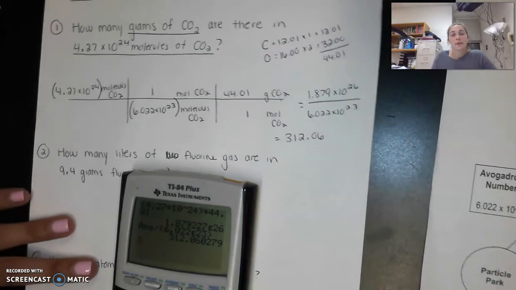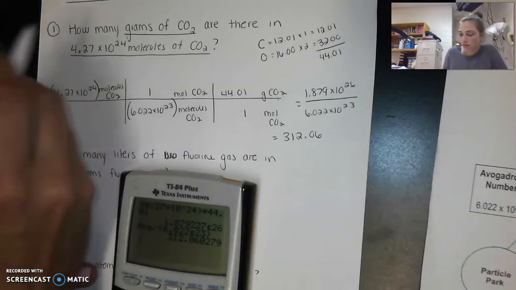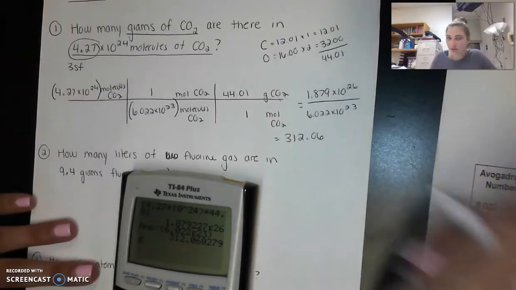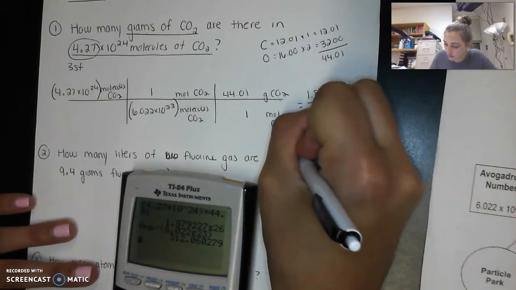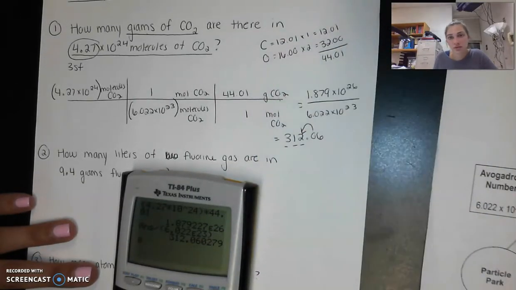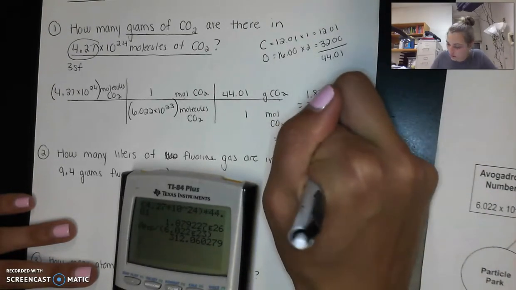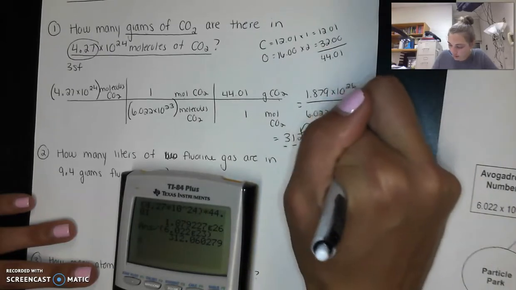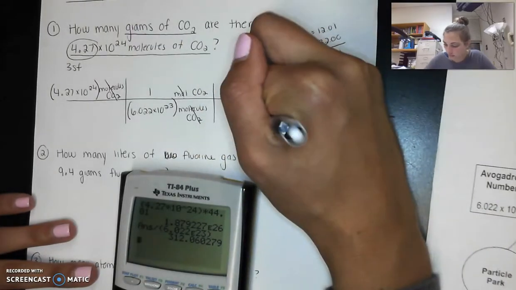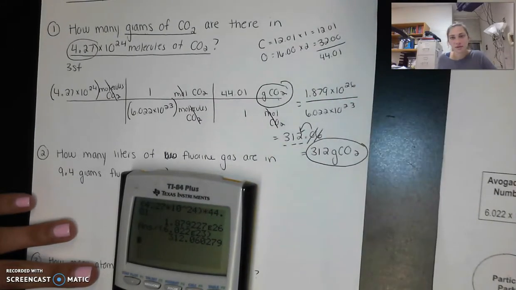Okay, and then I end up with 312.06 as my number. Now, think about significant figures. The number that they gave us had 3 sig figs, so our answer needs to have 3 sig figs. So I start from the left, 1, 2, 3. Then I look directly to its right, the 0 to the 2. Zeros don't round up, so our final answer is going to be 312, and then our units are grams of CO2, because molecules cross off with molecules, moles cross off with moles, and all we have left is grams. So this right here is our final answer.